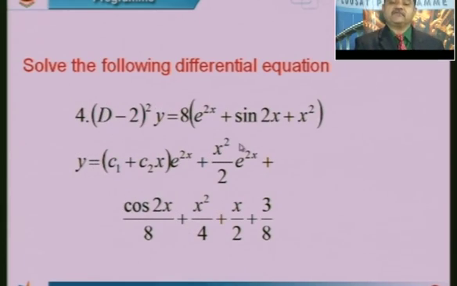Very important university question, the maximum number of times you can find this problem is asked. D minus 2 whole square, expand it, you will get 2 comma 2 as the equal roots, everywhere it will become 0, be careful. Here e power 2x, it will become 0 for 2 times, but this sin x and x square are type 1, 2 and 3.